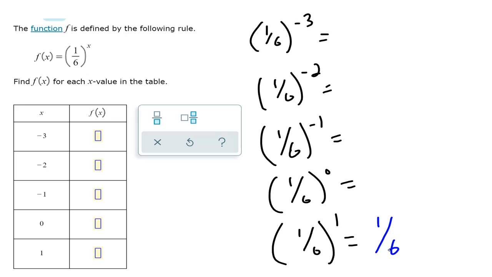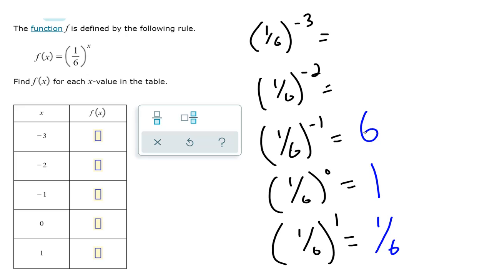1/6 to the 0 power, remember, anything raised to the 0 power is always 1. 1/6 to the negative first power. Now, remember, negative exponents don't change the sign, they flip things over. So since 1/6 is already a fraction, we're going to flip that fraction over, and it is going to become just 6.